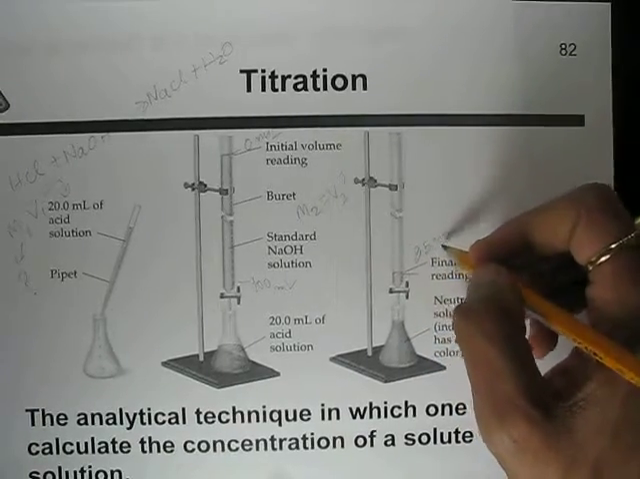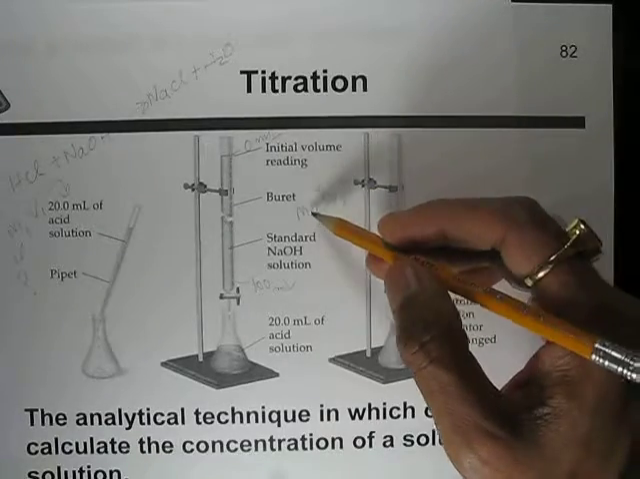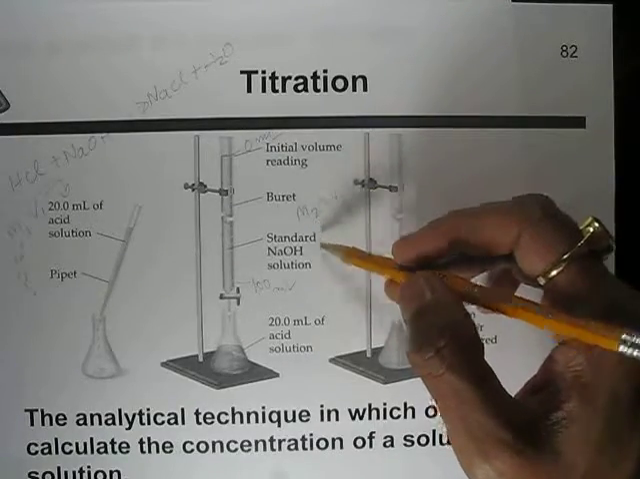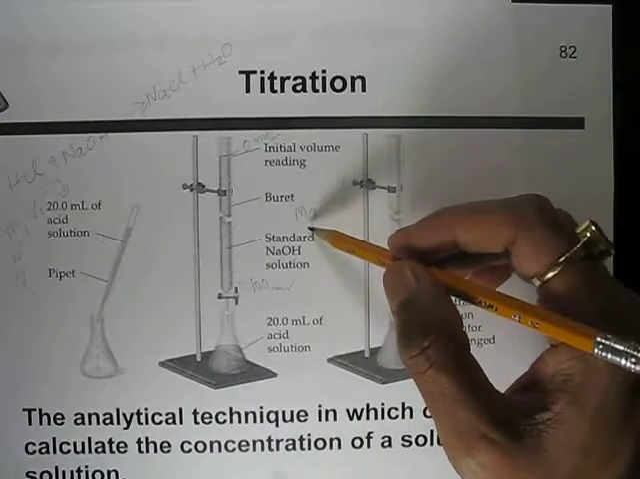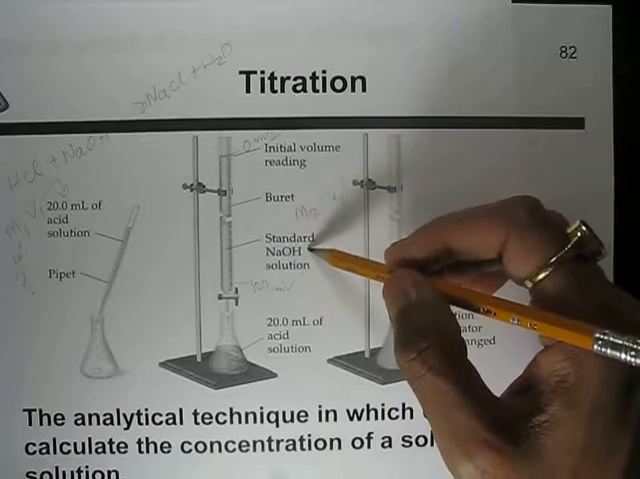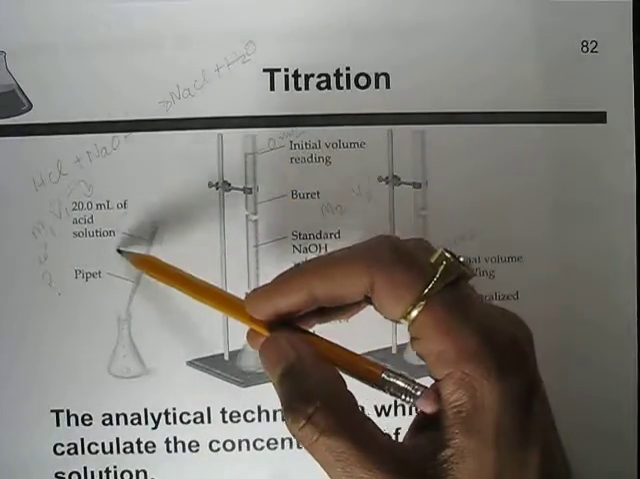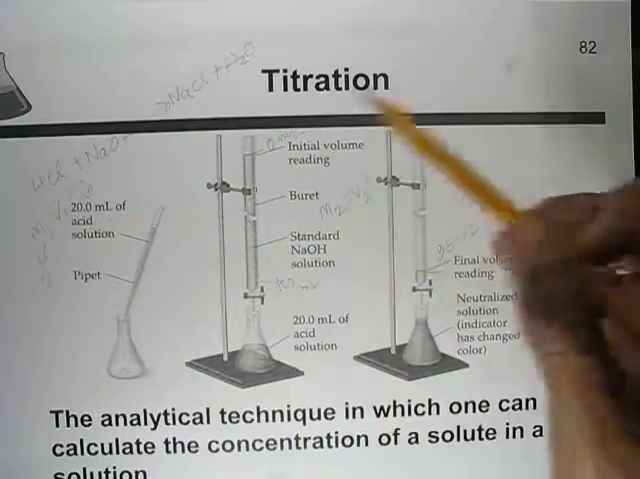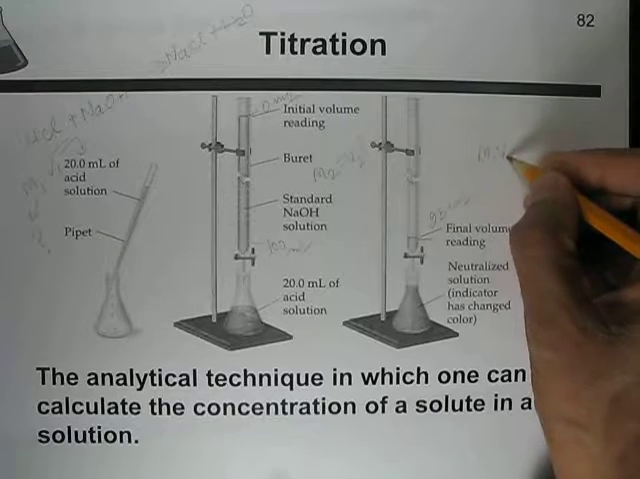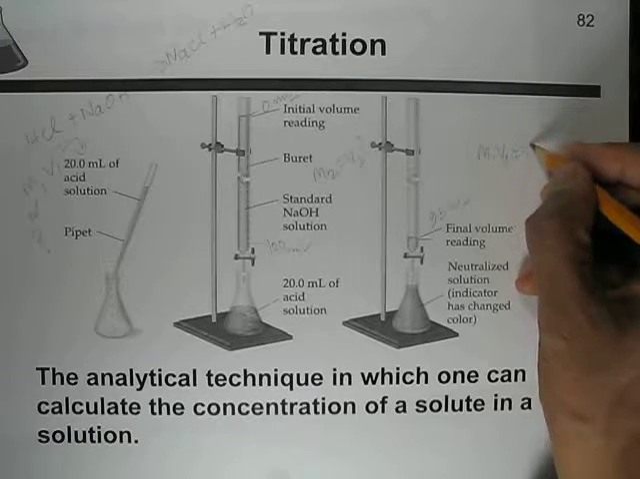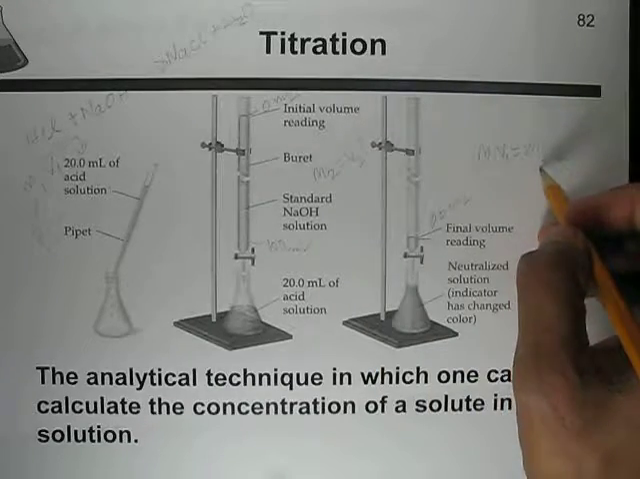So this 95 ml would be V2. So from this titration we would know that the 95 ml of M2 concentration of standard solution was used to neutralize 20 ml of HCl, and now we know we can use M1 V1 is equal to M2 V2. We can plug these values into this formula.